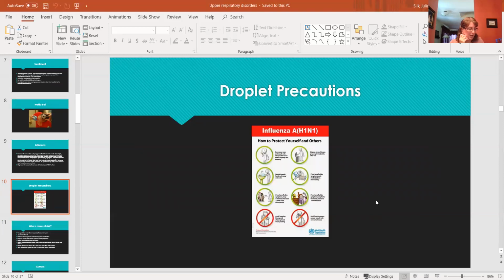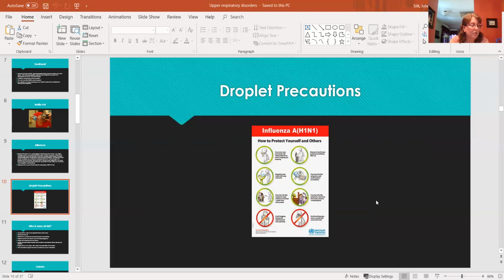So with the flu, this is different from TB, because remember TB we said was airborne. The flu is just droplet precautions. So with this, usually you can get away with wearing gloves and a mask, and it doesn't have to be the N95 mask. It can be a regular mask. And the door to the room does not have to be shut.